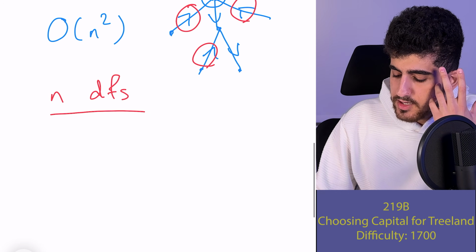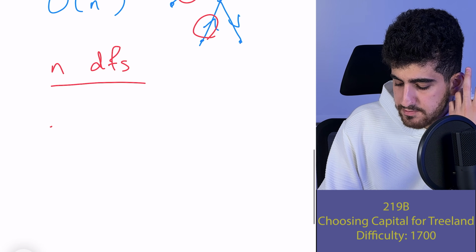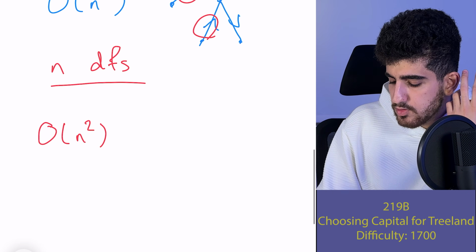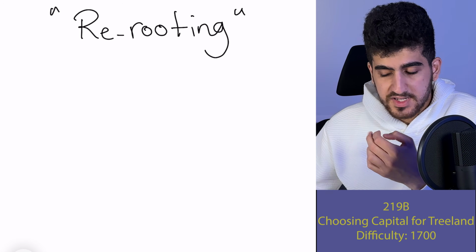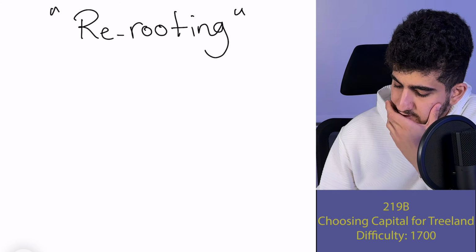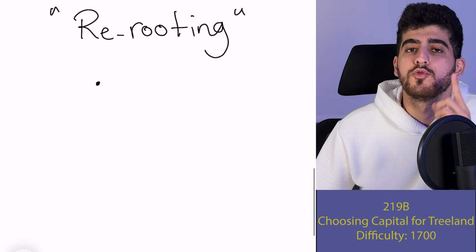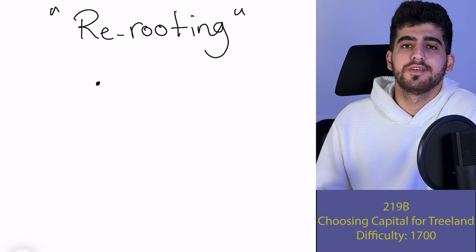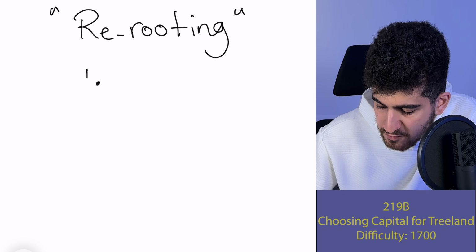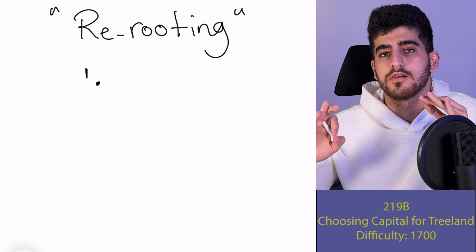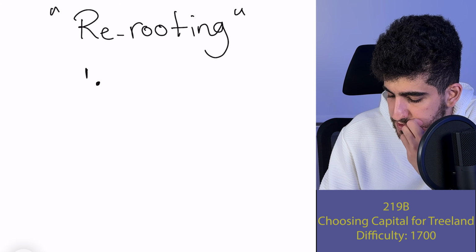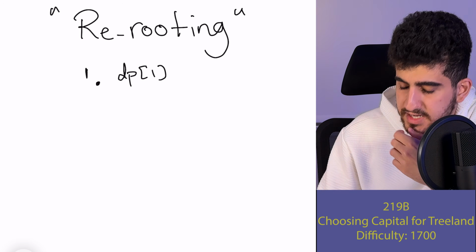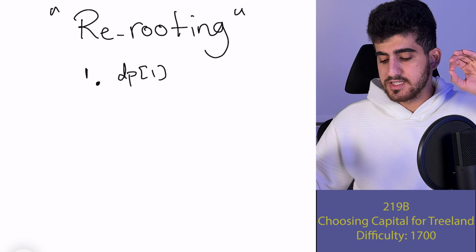Now the question is, how can we improve this solution? How can we improve it from O(n squared) to O(n), for example? Well, this is when we will use this rerooting idea. The general idea here is that we just find the answer for one vertex, only for an arbitrary vertex. For example, for vertex 1, we will find the answer, how many edges there are that we should change direction. And we call that dp of 1. So this is dp of 1, which is the number of edges which are upward if we root the tree at vertex 1.